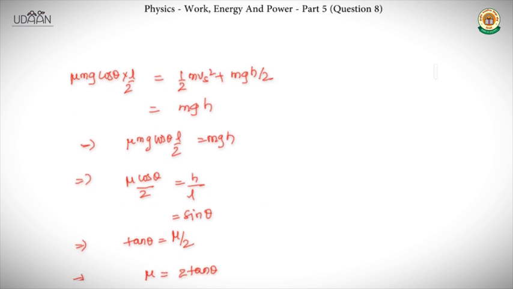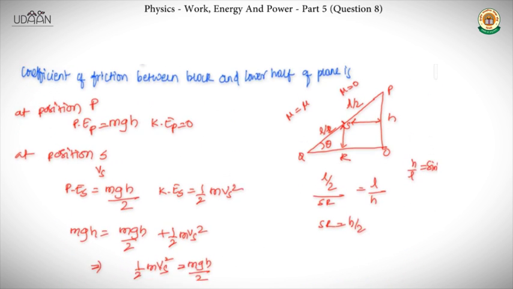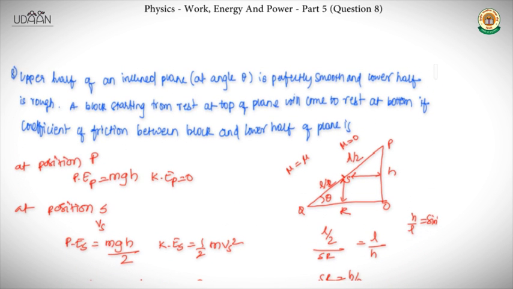As we have seen, this question basically tests the concepts related to the work energy theorem and the conservation of mechanical energy. Students need to be very careful in considering the work done by a non-conservative force. In half of the plane the work done by the frictional force is 0, but in the other half, since there is some coefficient of friction associated with it, we need to take that work into account.